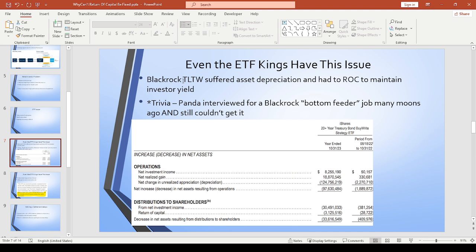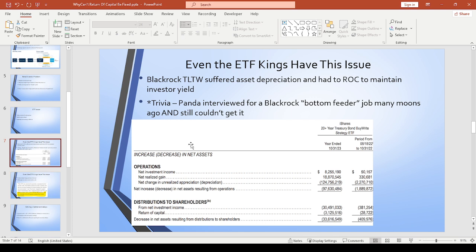And I also want to bring up that even the ETF kings have this issue. The BlackRock TLTW suffered asset depreciation, and they had to resort to return on capital to maintain their investment yield. I took this off the latest annual report, and as you can see, there's a net decrease in net assets resulting from operations. They suffered a 97 million decrease, and as you can see, they still managed to pay out 33 million, and 3 million of that was return on capital.